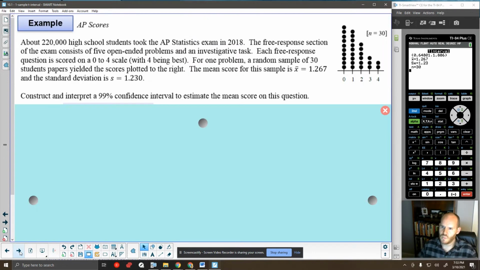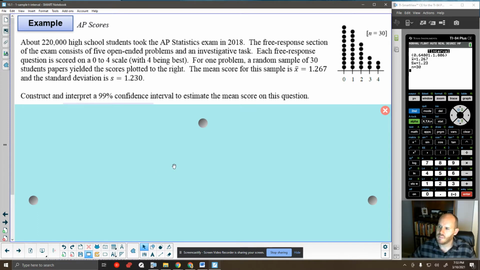So the first example we'll look at is in our unit packet, and it is about a particular question on the AP Statistics exam. So suppose about 220,000 high school students took the AP Statistics exam in 2018. Looking at one of the 5 free response questions, which is scored on a scale of 0 to 4, we can see the distribution of our sample of 30 students depicted to the right.